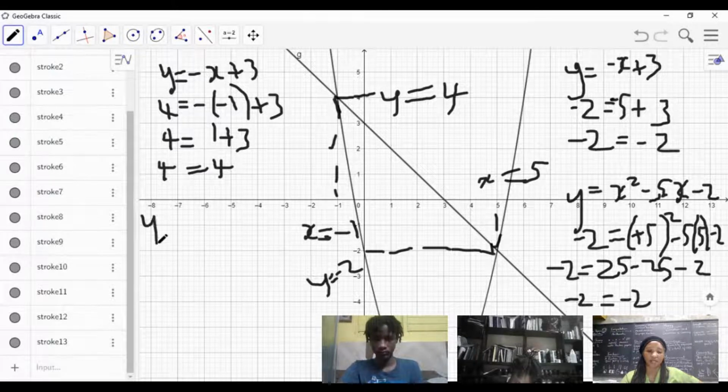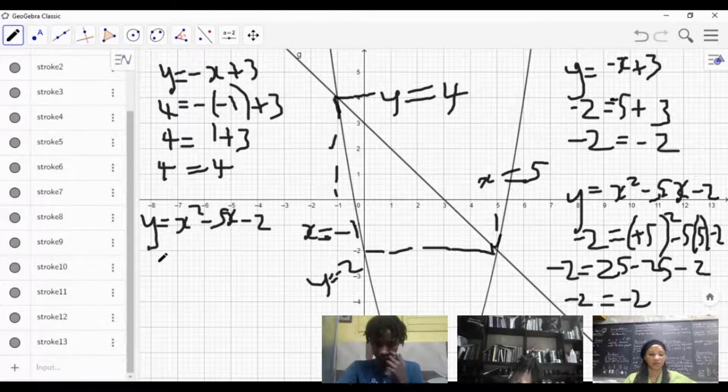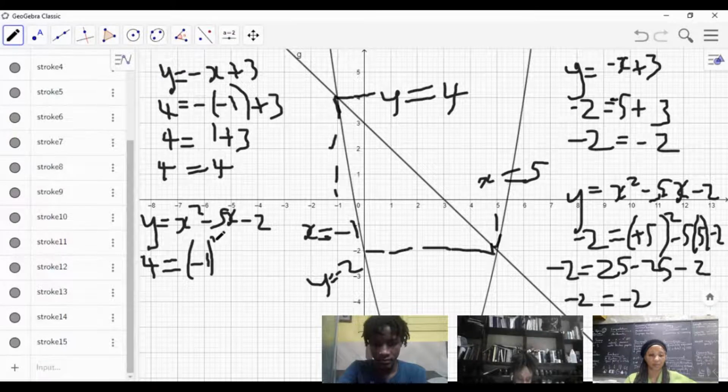And the quadratic y is equal to x squared minus 5x minus 2. Okay, so y is what? y is 4. So 4 equals, 4 is equal to -1 squared minus 5 times -1 minus 2.